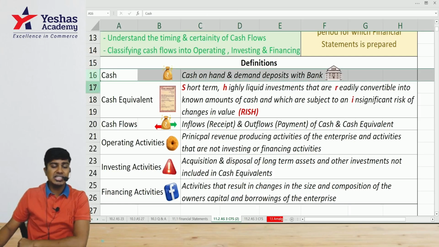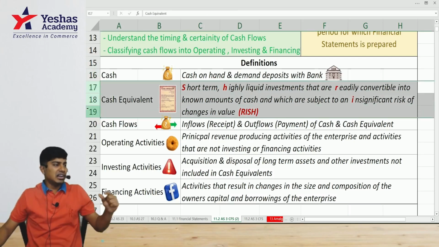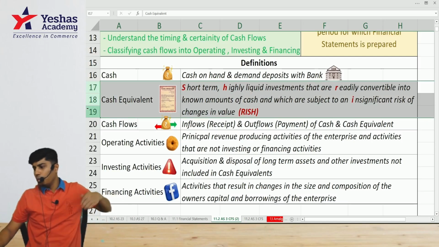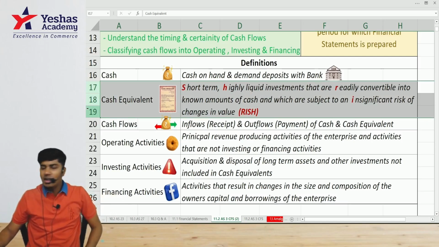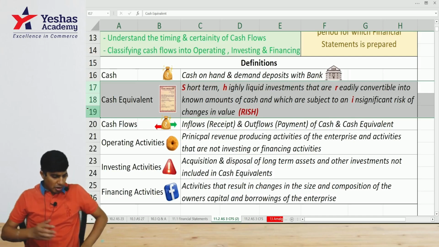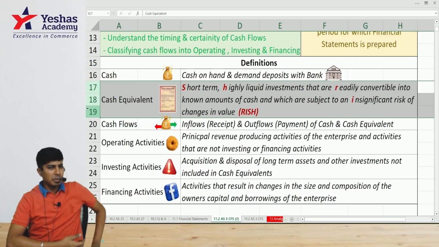What is cash equivalent? See, when I have little cash, when I have 10 rupees, I'll keep it in my pocket. When I have 10,000 rupees, I'll keep it in my pocket. Beyond a point, cash is not safe to keep in the pocket. Why? Pocket will look very big. Then people will keep looking at the pocket. Some person will bring a blade also.